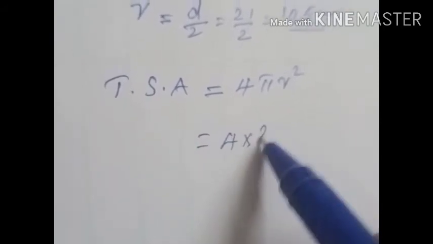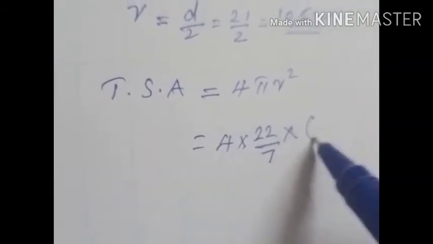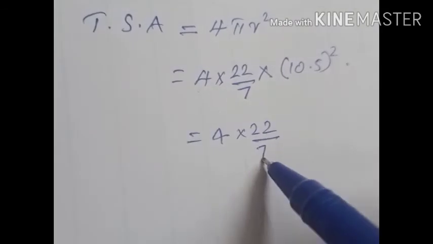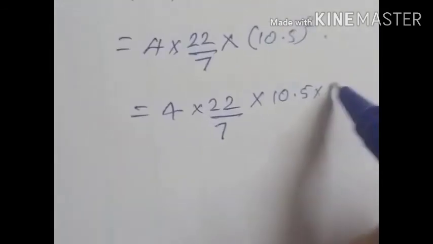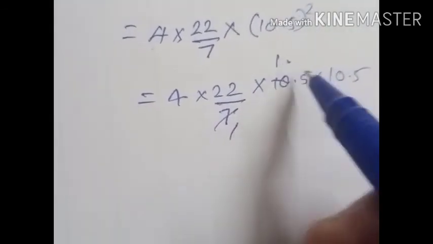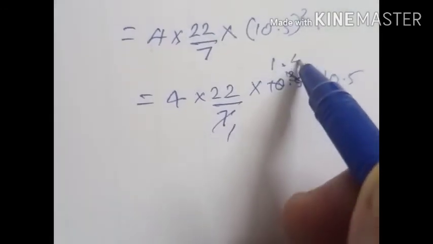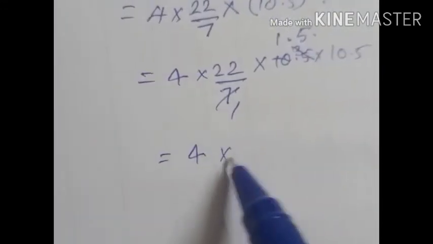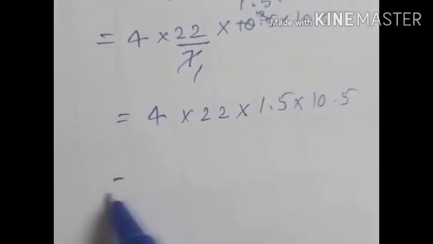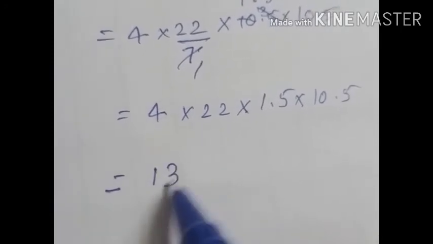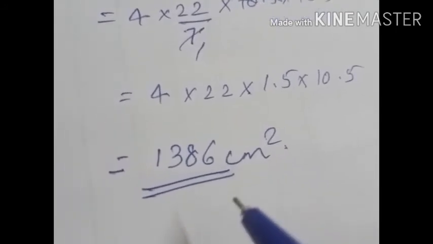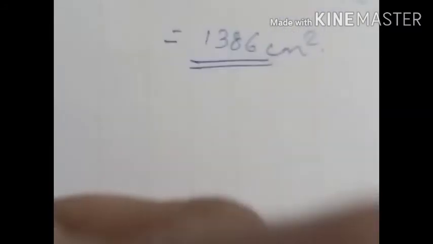Then substitute the values of pi as 22 by 7 and r as 10.5. So we can expand it: 4 into 22 by 7 into 10.5 into 10.5. Then we can simplify this. In 10, 1 7s are 7, then remaining 3, together 35. 5 7s are 35. Then 4 into 22 into 1.5 into 10.5. So its answer will be 1386 centimeter square.